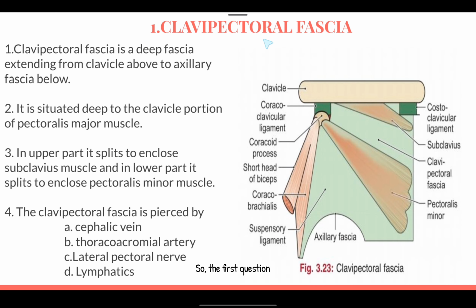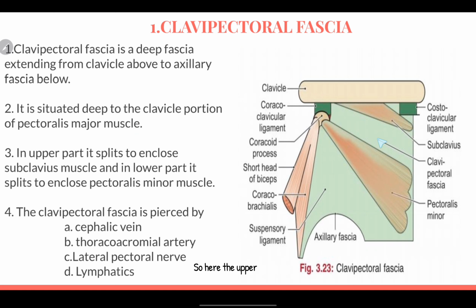So the first question is the clavipectoral fascia. The clavipectoral fascia is a deep fascia extending from the clavicle above to the axillary fascia below. It is situated deep to the clavicular portion of the pectoralis major muscle. So this is where it is located.